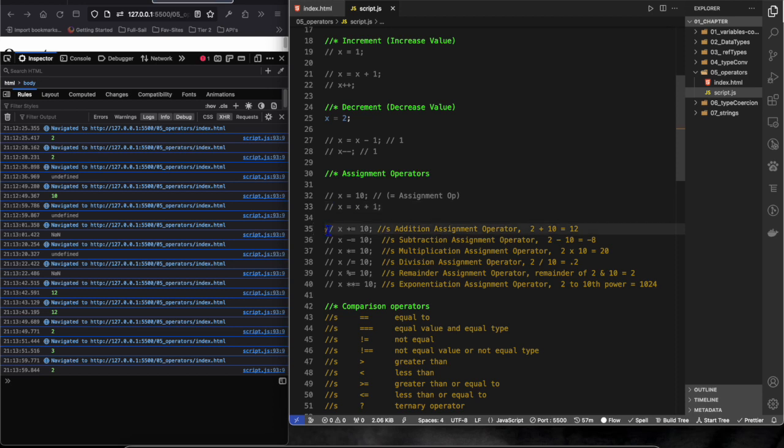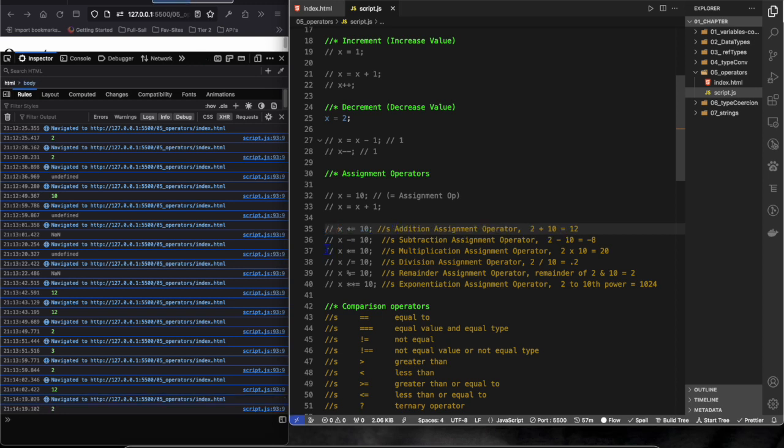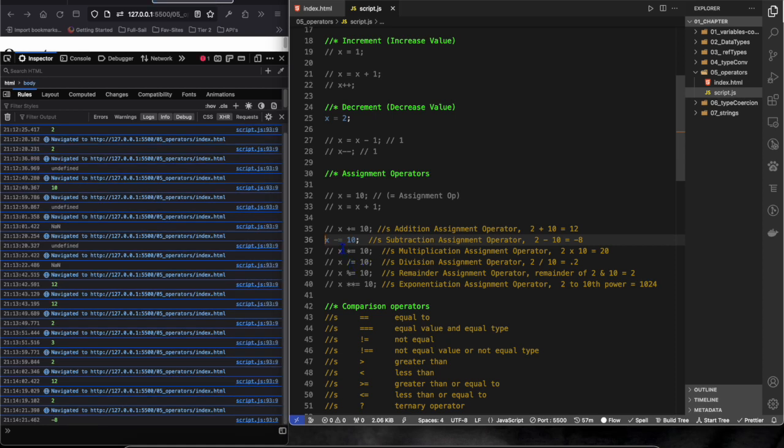Now for the addition assignment operator, which would be 2 plus 10 equals 12, X plus equals 10, and we'll get 12. So it breaks down to 2 plus 10, and it'll equal 12. For our subtraction, we'll have X minus equals 10, which will break down to 2 minus 10, which will give us negative 8. Now for the multiplication assignment operator, we have X times equals 10, which will break down to 2 times 10, and that'll equal 20, as you can see down here.